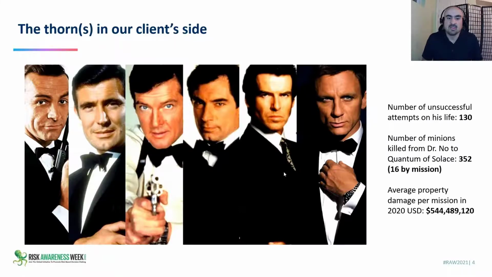And then you've got the average property damage per mission. That's more than $500 million on average. We're going to take a deeper look at that. So, notwithstanding the fact that James Bond is blocking the objectives from my client, he is also killing staff and he is also causing a lot of property damage, which is quite the menace, and we should take care of that.